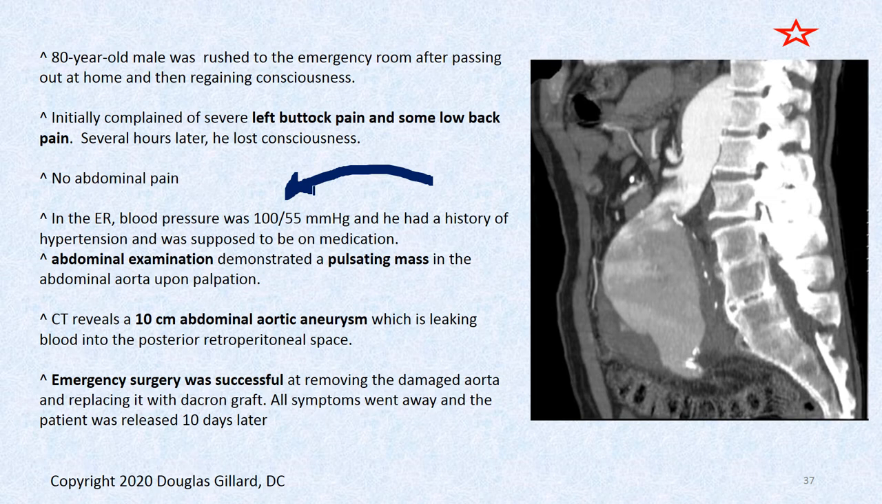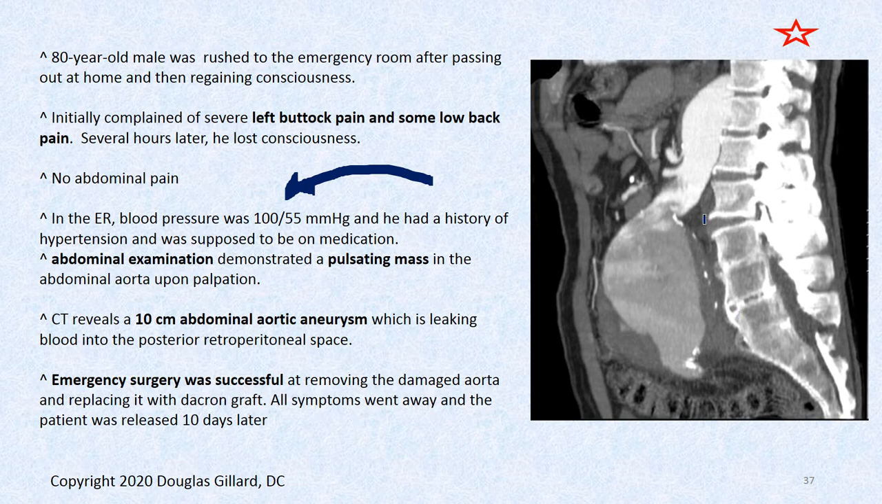Where'd the hypertension go? On abdominal examination, they could palpate a big mass in his abdomen along the midline. And a CT scan found a 10-centimeter aneurysm. How did he survive this? I'll tell you how. We'll talk about it, it was a retroperitoneal aneurysm. But yeah, he was rushed to emergency surgery, and everything went well with him.